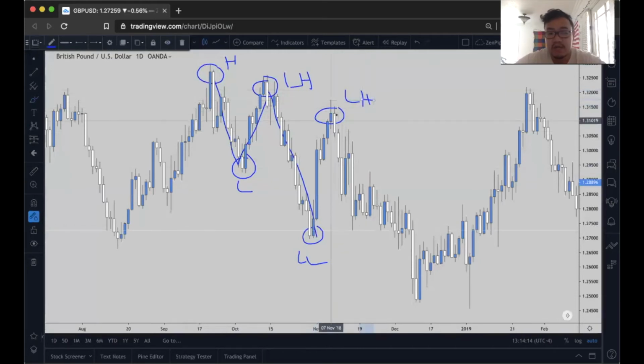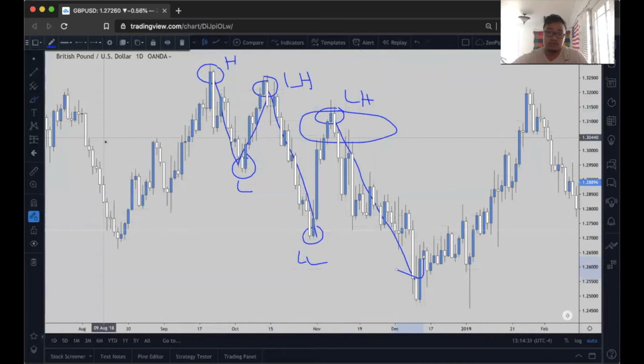Once you understand that, this is your area, your window to actually look for an entry. It's super important, because if you look at how many pips you could have caught based off of just market structure.